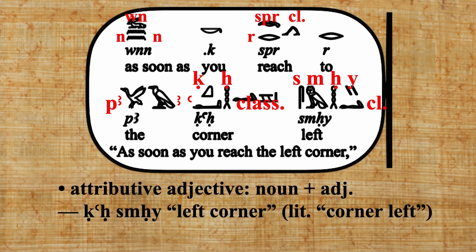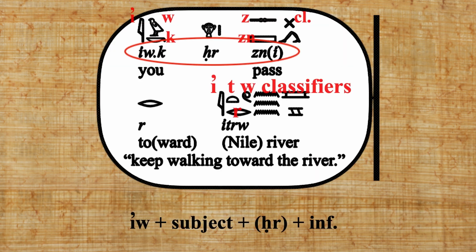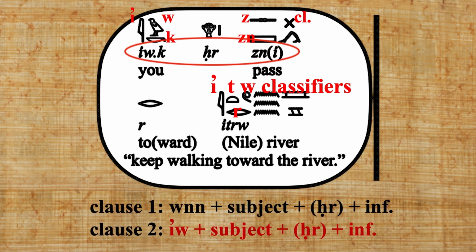In Egyptian, the attributive adjective follows the noun, unlike English. So, for example, in order to say, blue lotus, Egyptians say, lotus blue. This structure is identical to that of the immediate present, which we've seen earlier. The reason it is used here is that it follows a clause introduced by whenan, as soon as. This clause acts as the consequence of the previous one.